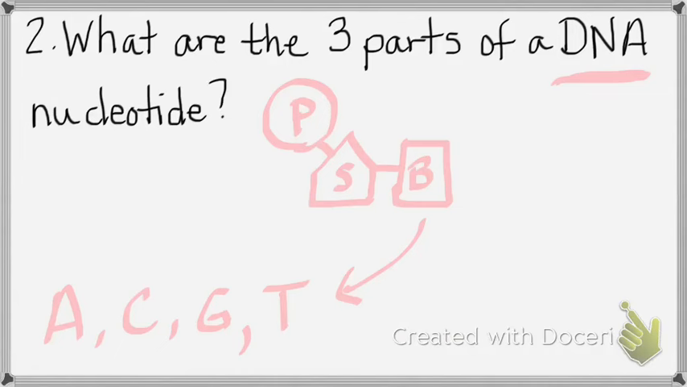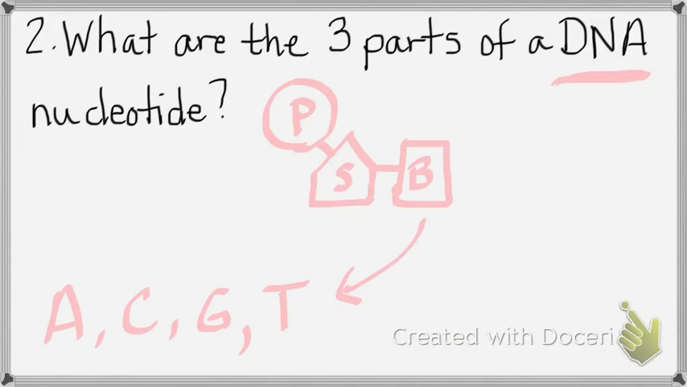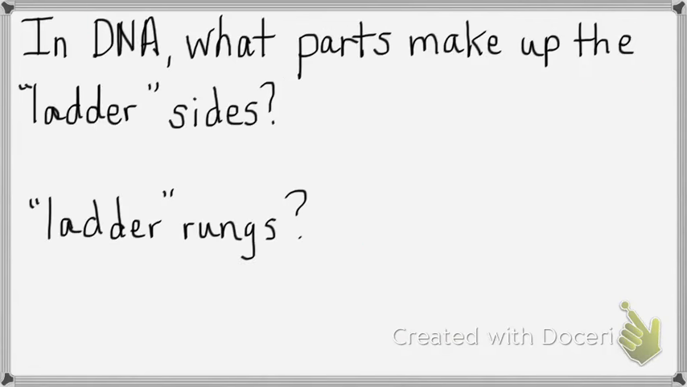Is everything okay on the nucleotides, ma'am? That's very good. A goes with T, C goes with G. Okay, so everybody in the room knows DNA is double-stranded, and it looks kind of like a ladder. In DNA, what parts make up the sides of the ladder? I mean the phosphate, sugars, or bases. So, what makes up the sides of the ladder? Phosphate and the sugar, yeah. And we say those are the structural parts or the backbone of the DNA.